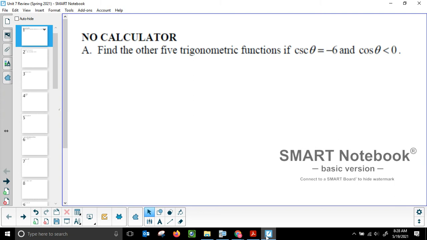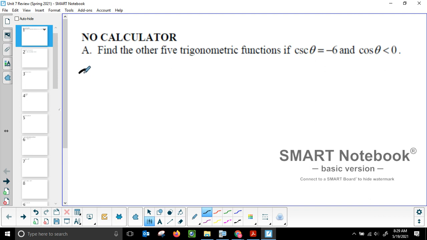Okay, so today we're going over the Unit 7 review. We will start with Part A. It says, find the other 5 trigonometric functions if cosecant of theta equals -6 and cosine of theta is less than 0. All right, so we've been using trig identities, so I'll do this using trig identities.